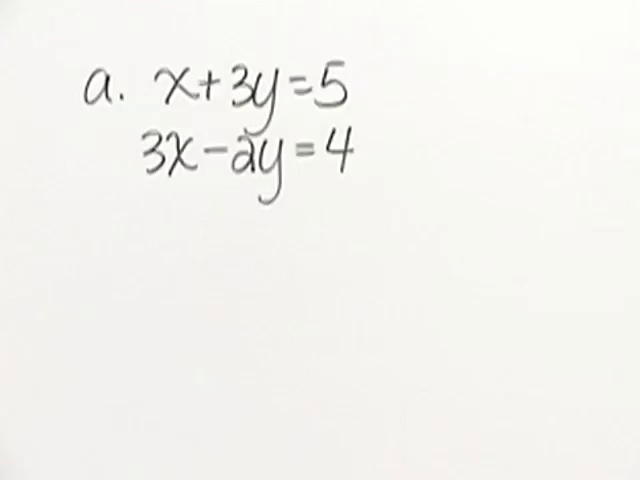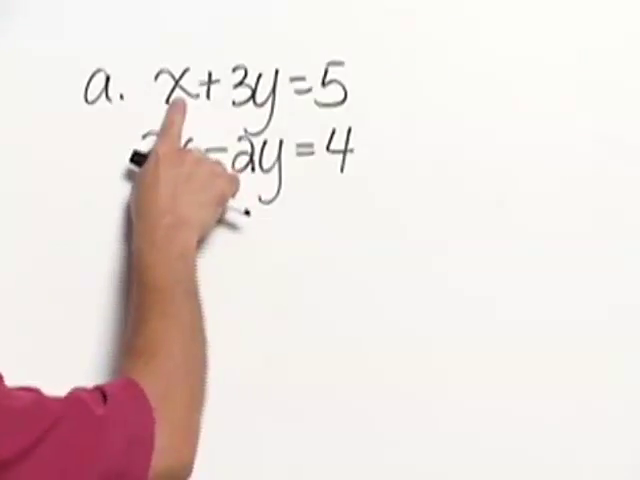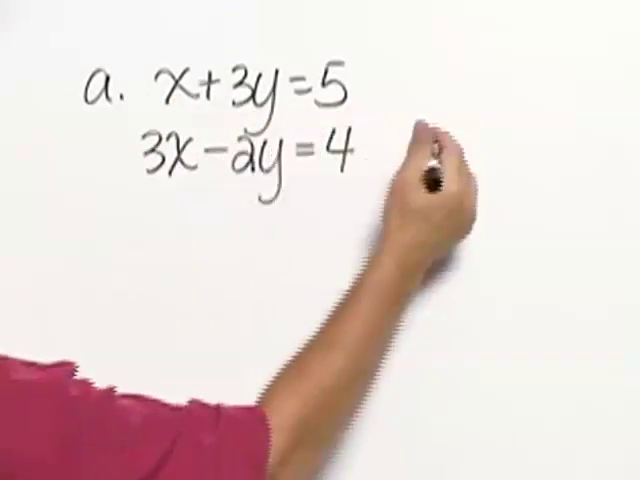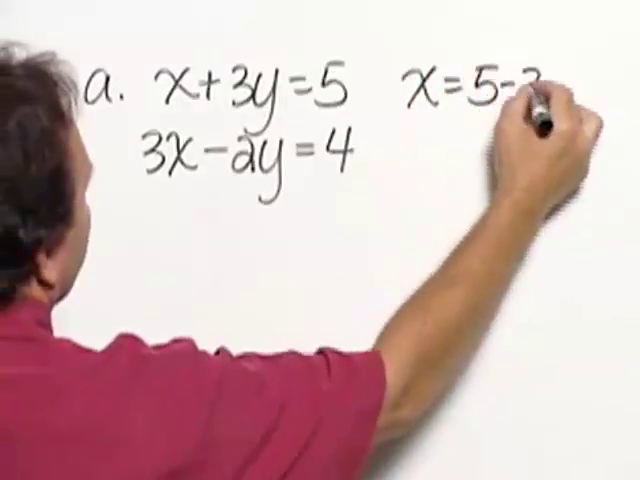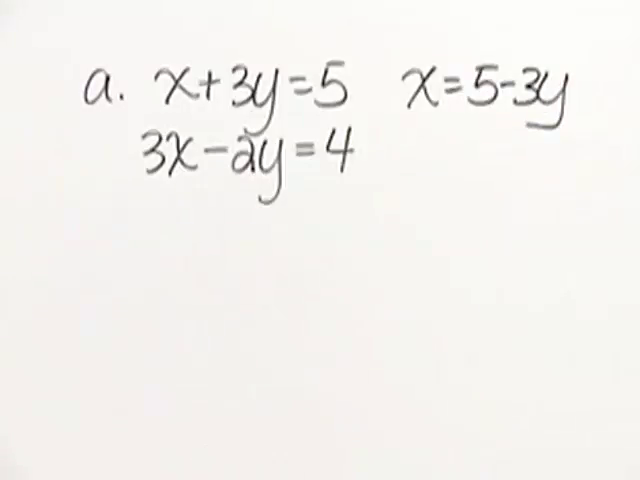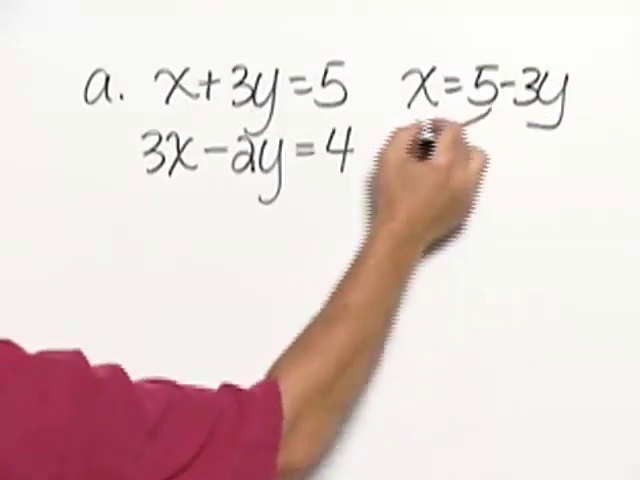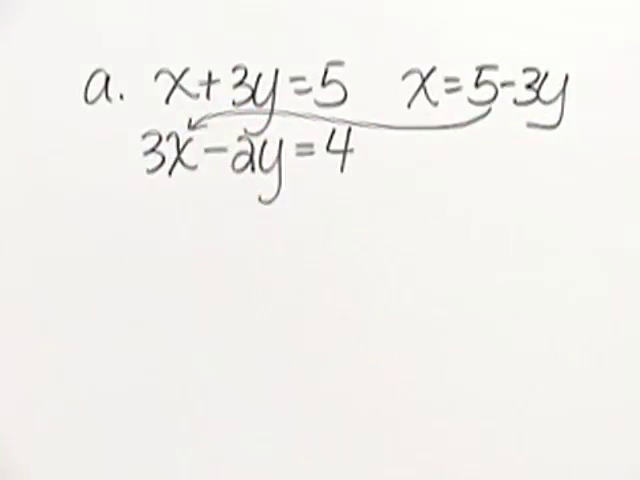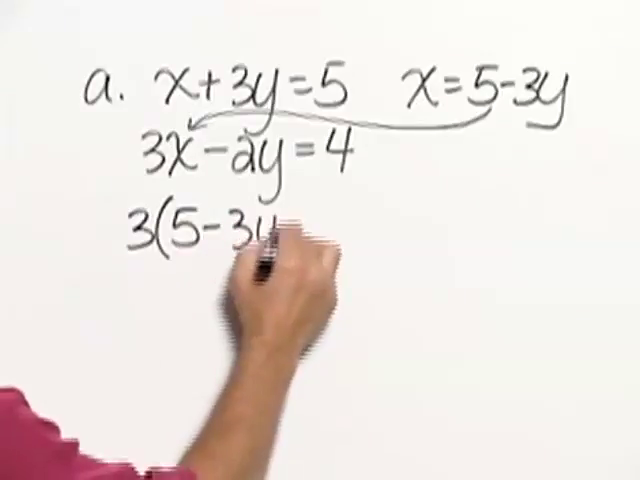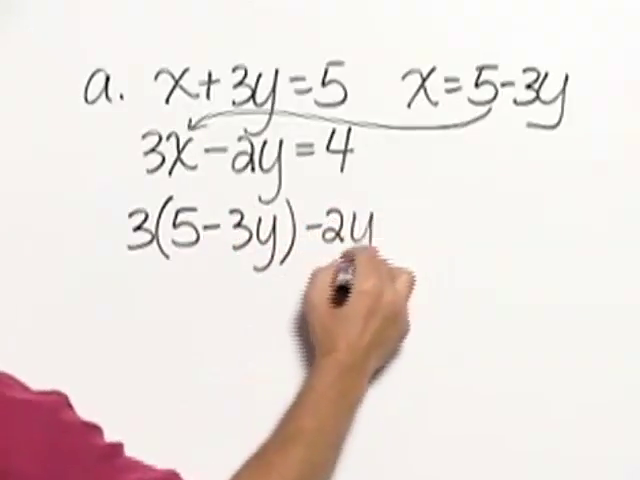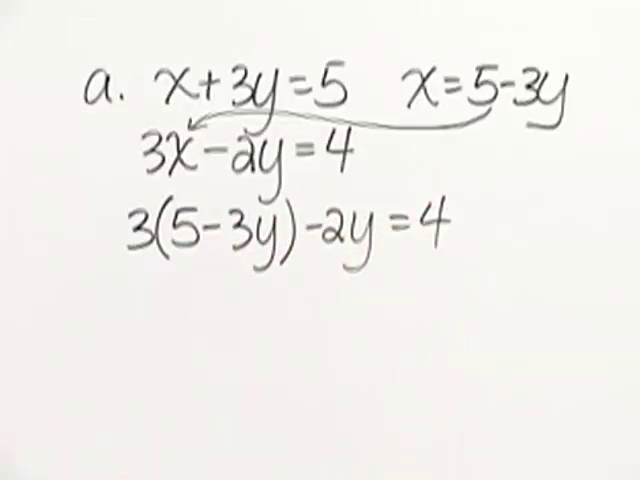To use the method of substitution, I would say we would solve for x in terms of y in this equation. Subtract 3y from both sides, and we get the equation x equals 5 minus 3y. We now substitute that expression in for x. So what we have is 3 times (5 minus 3y), then minus 2y equals 4.